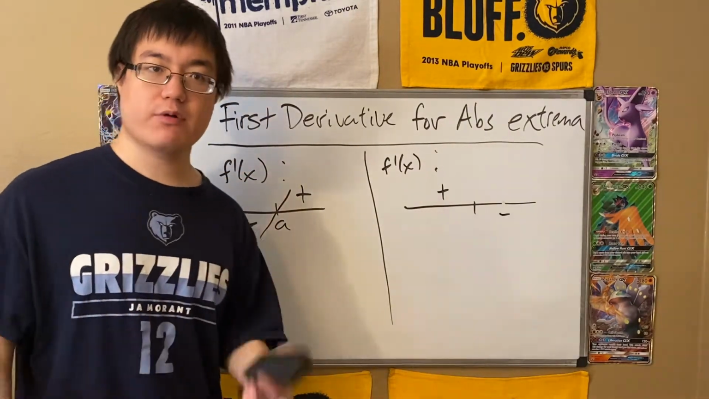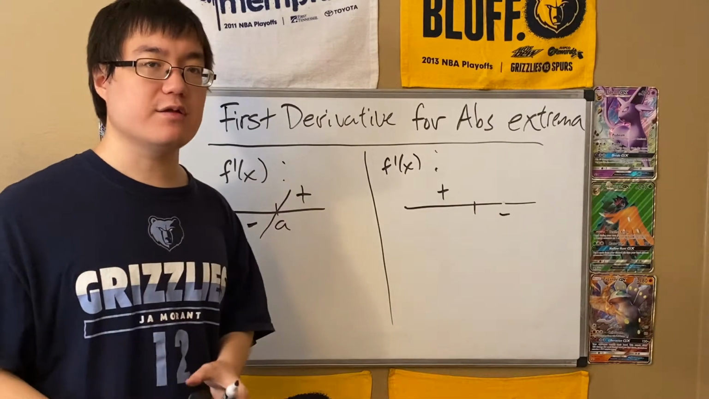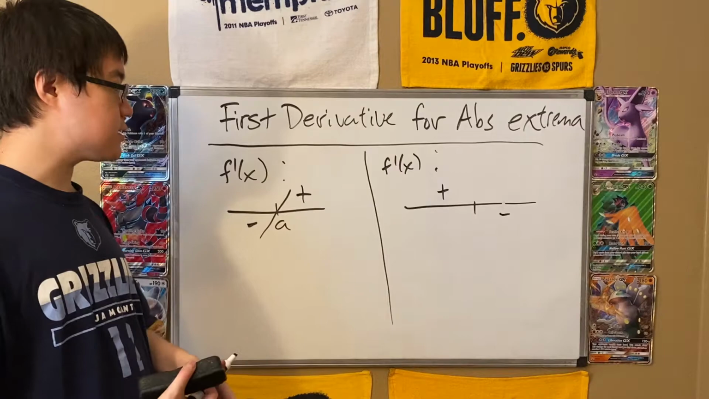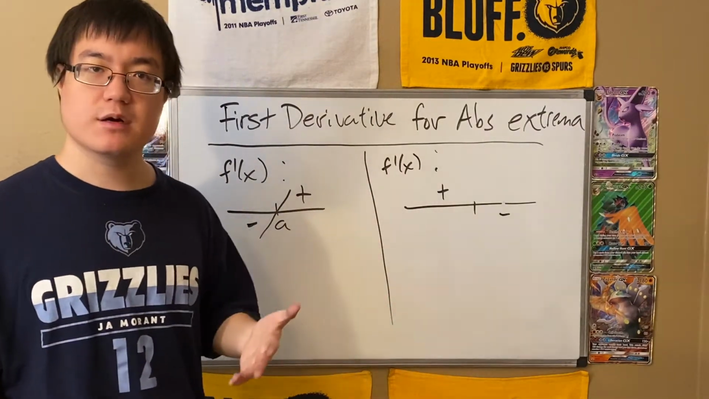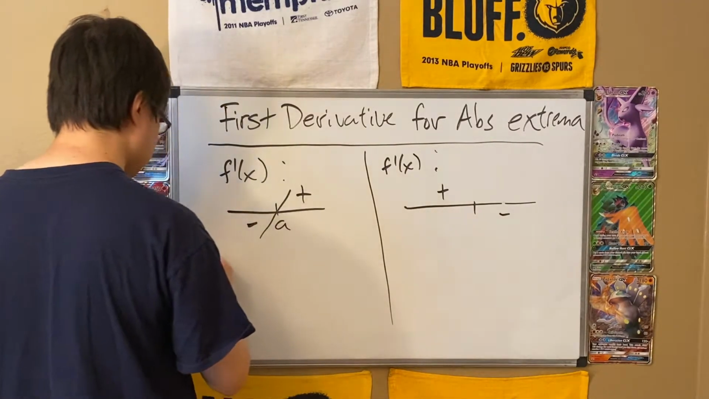So what we're going to do is write a sentence that's not exactly the relative min sentence or the relative max sentence, but it's really similar. Basically, we're just trying to describe the sign chart as best as possible. It's negative for x smaller than a, and it's positive for x bigger than a. So that's what the sentence is.